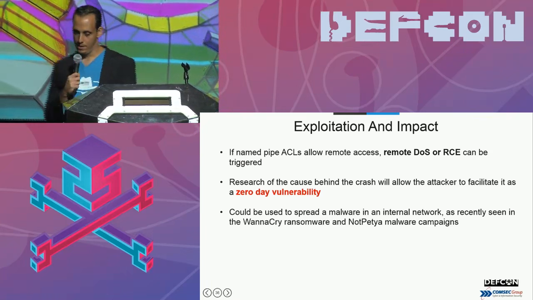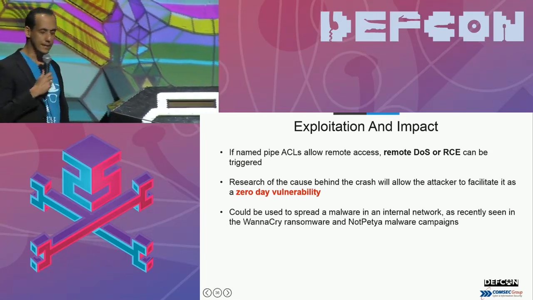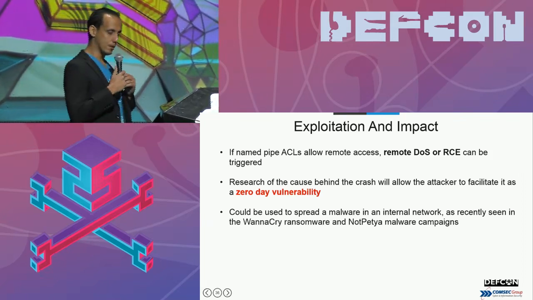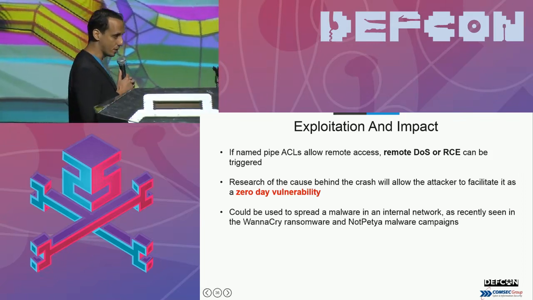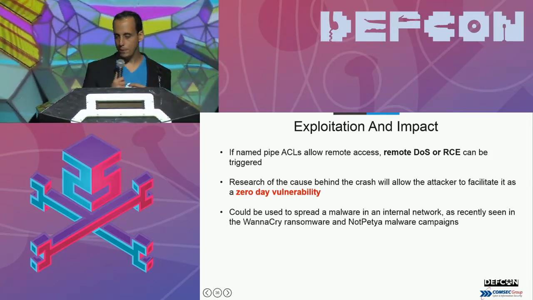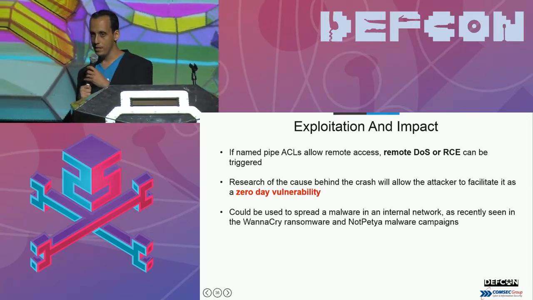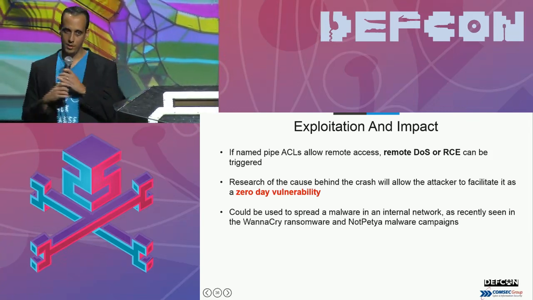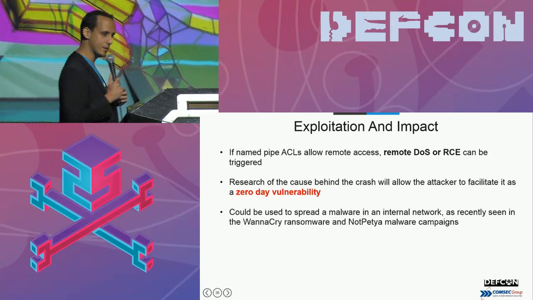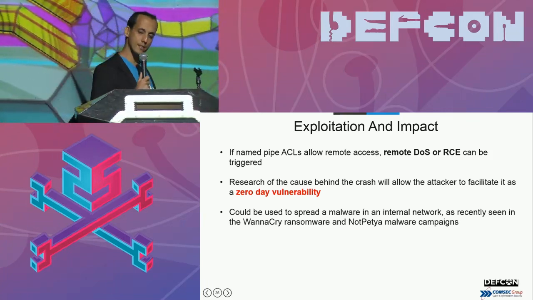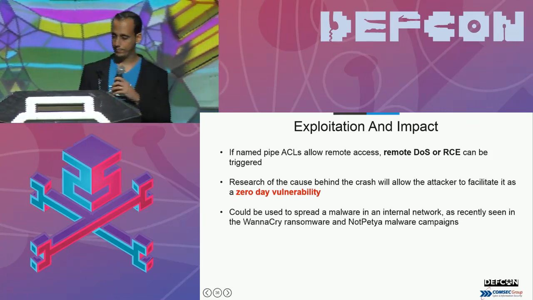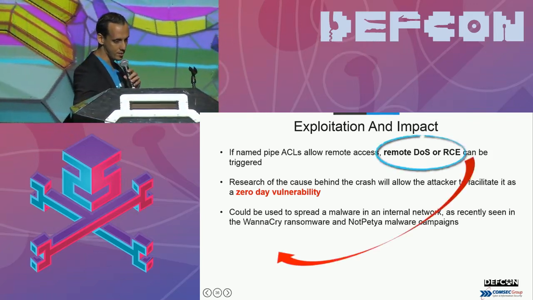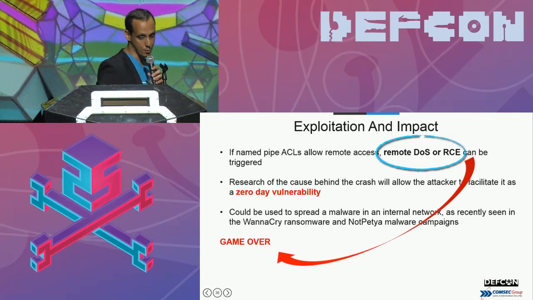If you find a vulnerability in one of the Windows named pipe interfaces that can be connected to remotely, and there are several such interfaces, this can be used to spread malware like WannaCry or NotPetya. Imagine a new NotPetya 2 or something similar that can utilize named pipe vulnerabilities. And of course, remote denial of service is game over.